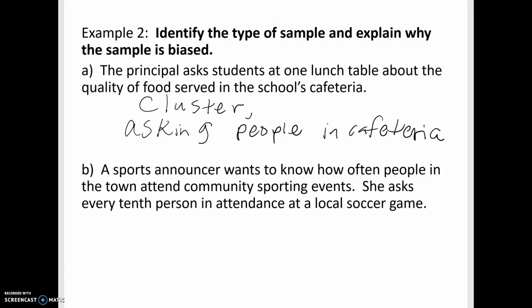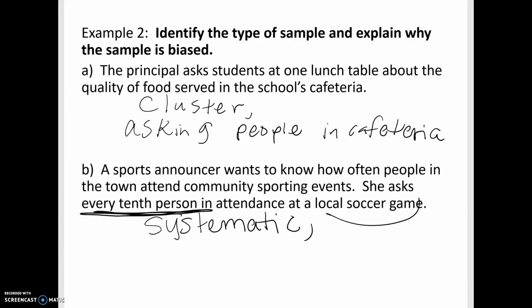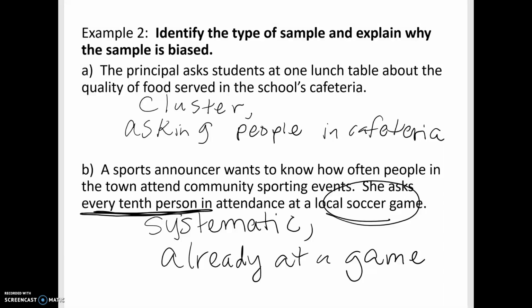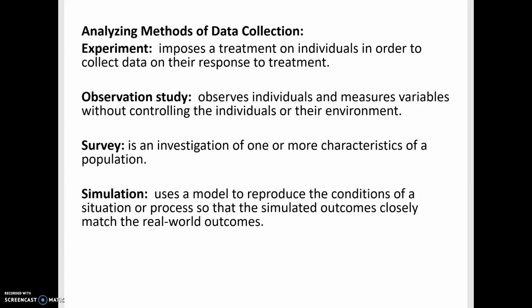The second one says, a sports announcer wants to know how often people in the town attend community sporting events. She asks every 10th person in attendance at a local soccer game. Every 10th is telling me this is a systematic sample. And it's biased because they're already at a game. If you want to know about an entire town, then you should ask the entire town, not just people who are already at a sporting event.